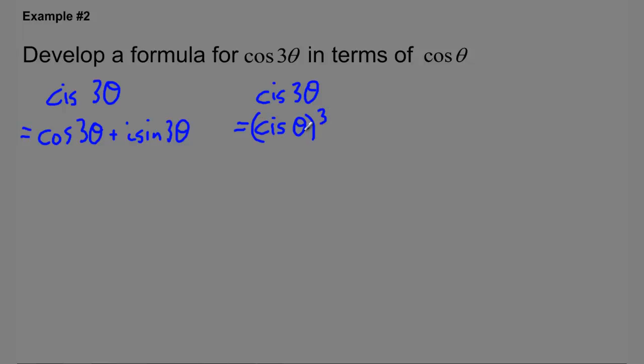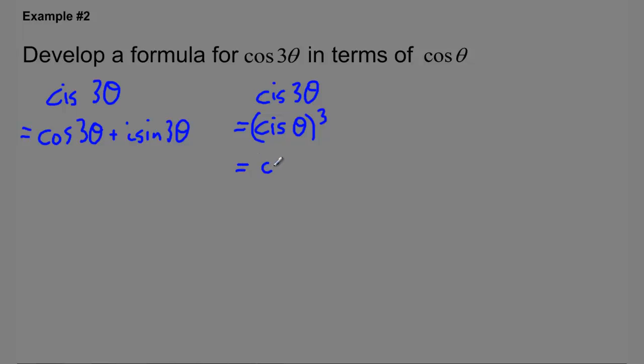How does it exist? Well, if we expand that out or write it in its full form, we get the cosine of 3 theta plus i sine of 3 theta. Now, at the same time, cis of 3 theta can be written, using de Moivre's theorem, as the cis of theta cubed. And we're going to work with this a little bit and expand it out.